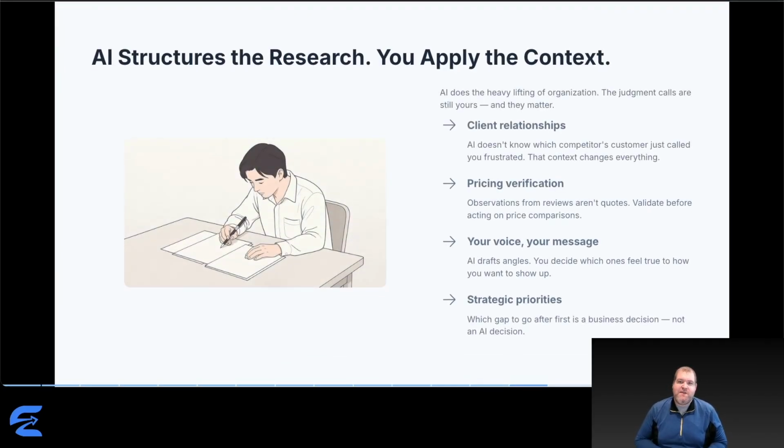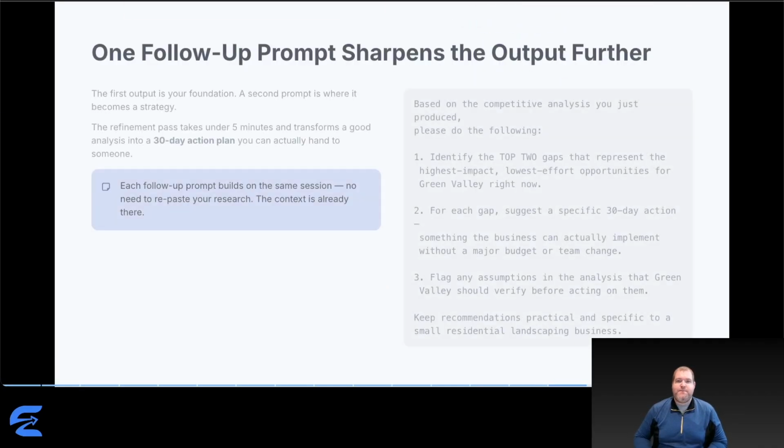AI does the heavy lifting of organization. The judgment calls are still yours. Client relationships. AI doesn't know that a competitor's customer just called you frustrated and is ready to switch. That context changes how you prioritize. Pricing observations. What you pulled from reviews and websites are impressions, not confirmed numbers. Validate before acting on price comparisons. Messaging angles. AI drafts options. You decide which one feels true to how you want to show up. Strategic priorities. Which gap to go after first is a business decision. AI surfaces the options. You make the call.